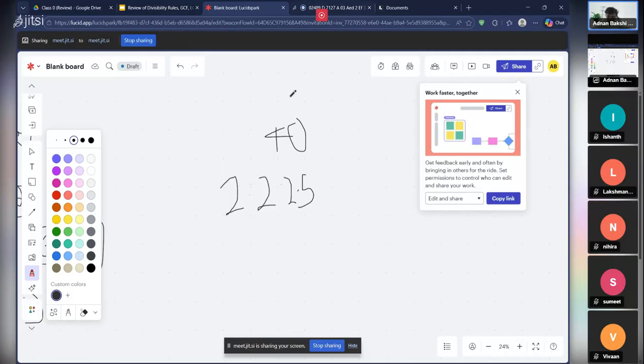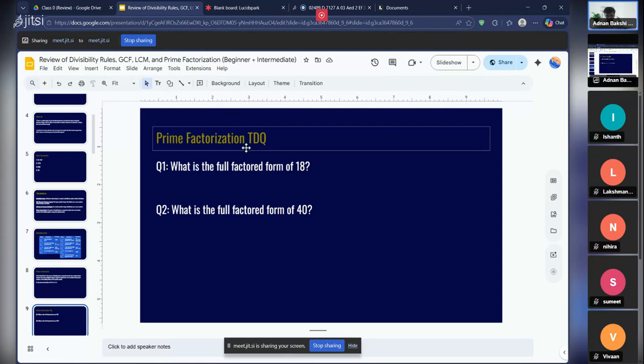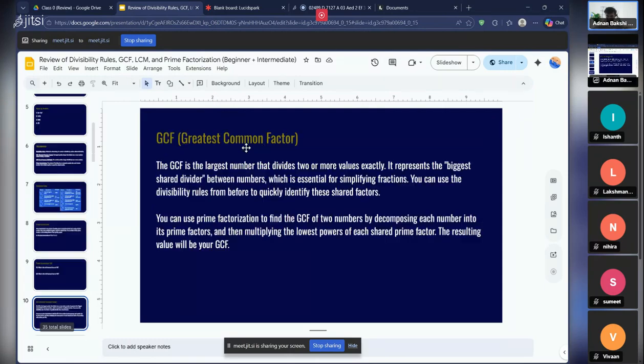Okay. So let's see. So he was correct. This is the prime factorization, as all these numbers are prime, and they equal 40. 2 times 2 is 4. 4 times 2 is 8, and 8 times 5 is 40. So yeah, good job. Okay, we'll move on to the next slide.